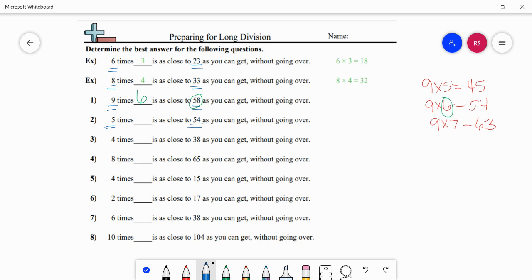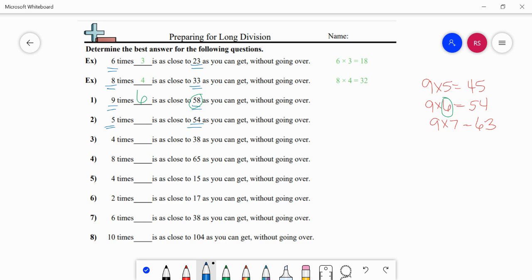Okay, let's think about this. Let's count by our 5s, right? 5, 10, 15, 20, 25, 30, 35, 40, 45, 50. Oh, I'm really close. Let's try one more. 55. Wait a second. Big stop sign. 55 is larger than 54, right? So 5 times 11 got us to 55.